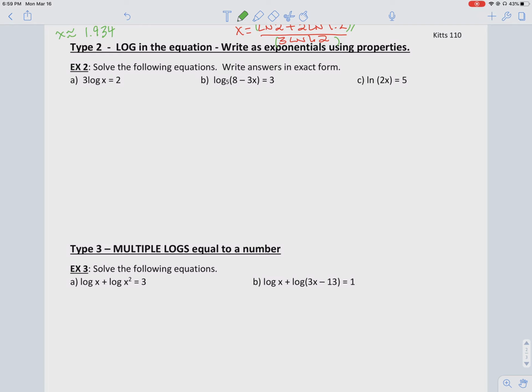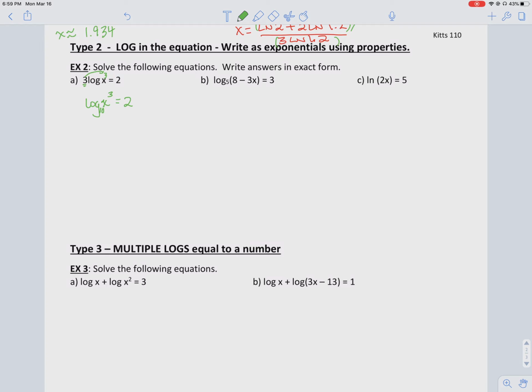We are going to get rid of our log, but we need to get that log by itself. So notice this has a 3 in front. So I'm going to actually put it back up on top. So we'll have log x to the third equals 2. Now this is really weird. So weird I call it, we're going to jack it up, okay? Because when it doesn't have a base, remember that means it's a 10.